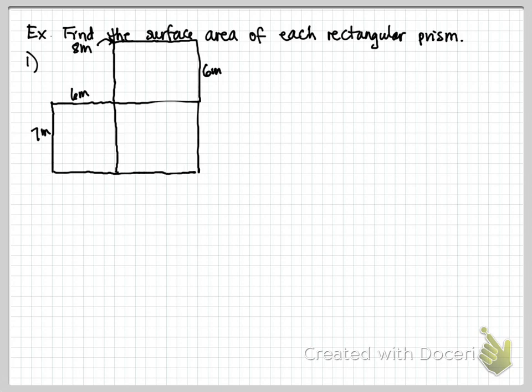And then we have this guy. 1, 2, 3, 4, 5, 6, 7, 8. I know that was 6. 1, 2, 3, 4, 5, 6. Now that looks like that. And that's, again, 8 meters at the bottom, 6 meters on this side.